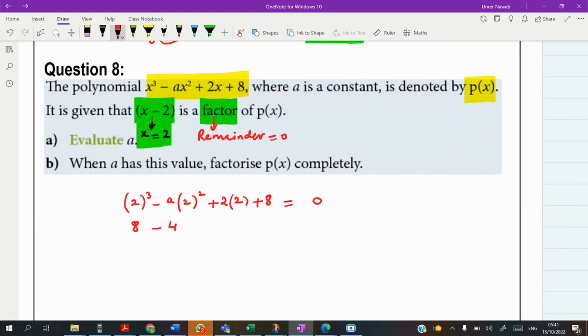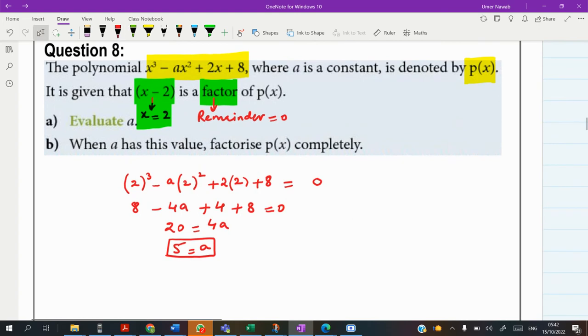So 8 minus 4a plus 4 plus 8 is equal to 0. So 8 plus 8, 16, plus 4, 20. Send the minus 4a to the other side. So your a is 5. We found it. You may use the equation solver to solve this equation. So a part is done.